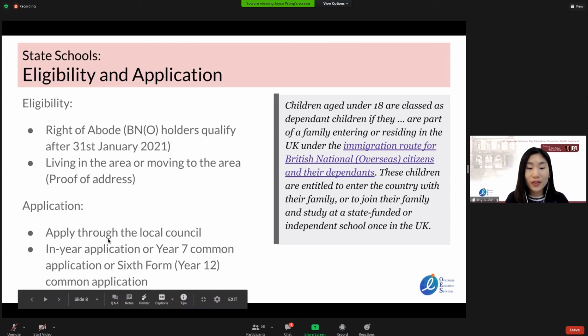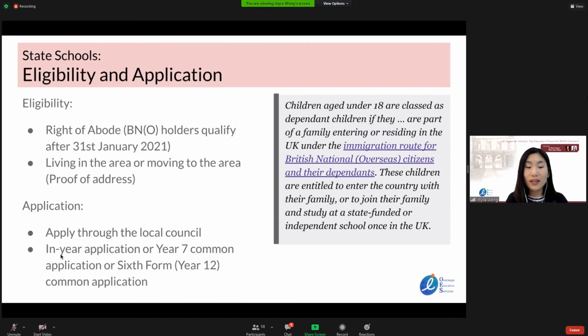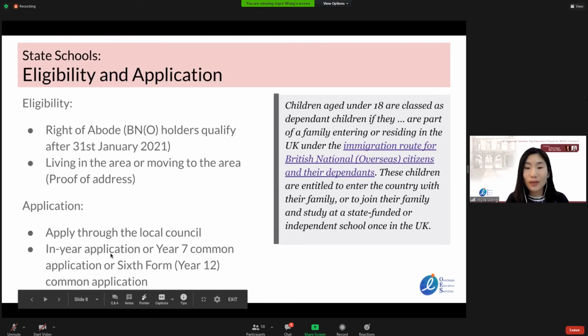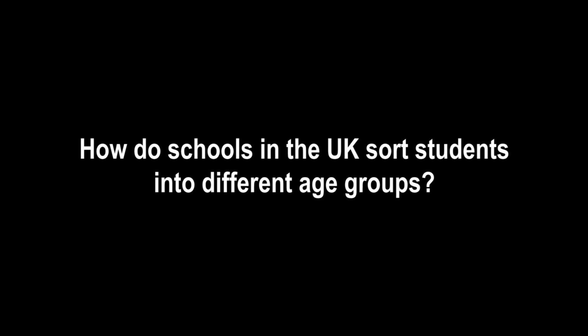If you are applying, you go through your local council, depending on where you live. There's one for each area. And there are three main applications you make. Mainly two: the in-year application and the common entry point application. So Year 7 common application, or the sixth form, Year 12 common application. These last two are common ones that all UK students take because they change schools at that point. But if you're going to the UK, you might find that you'll be applying for an in-year application.